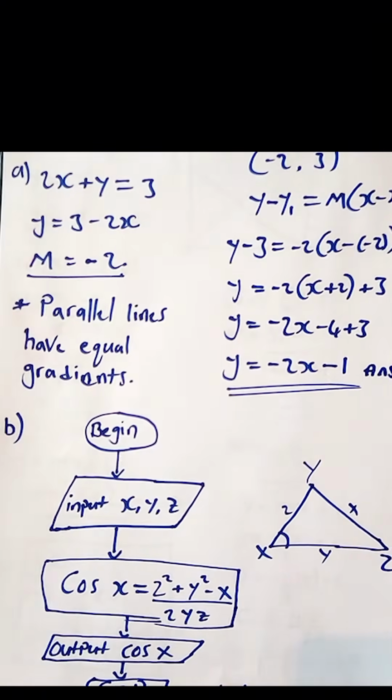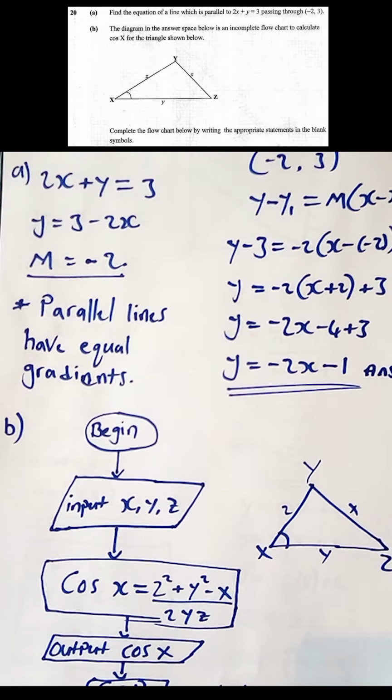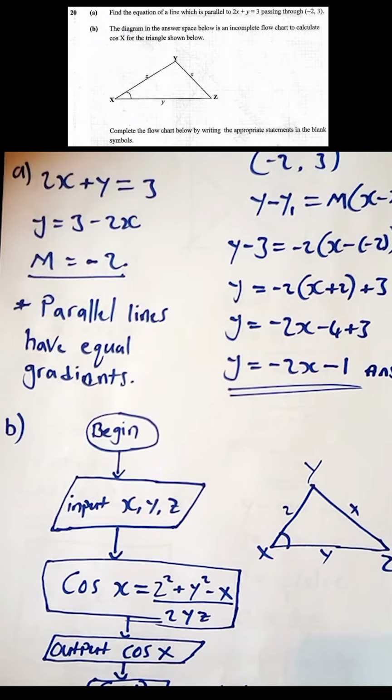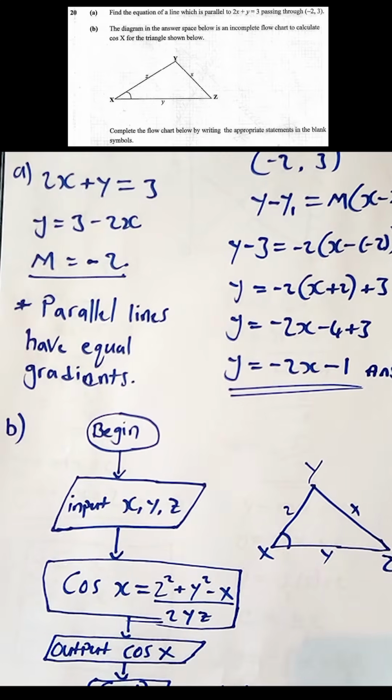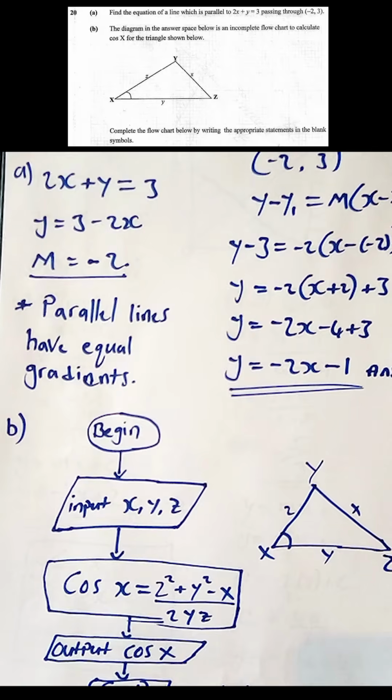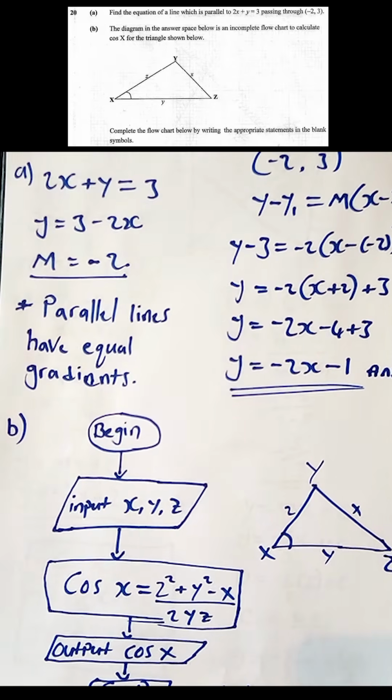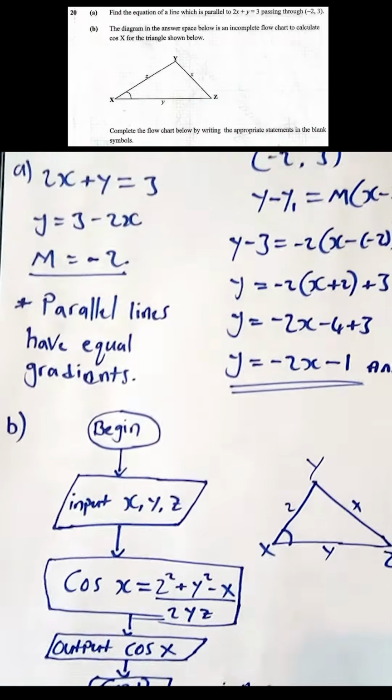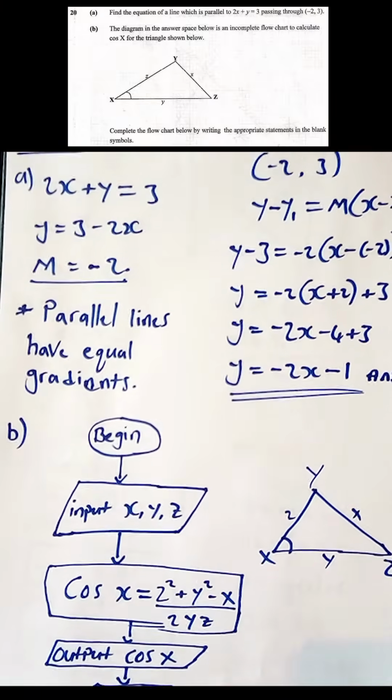We move on to question number 20. Question number 20, you have your question there. Remember, this is 2018 GCE paper 1. You have your question there under coordinate geometry. The question reads, find the equation of the line which is parallel to 2x plus y is equal to 3, passing through negative 2 and 3. So how do we go about it?